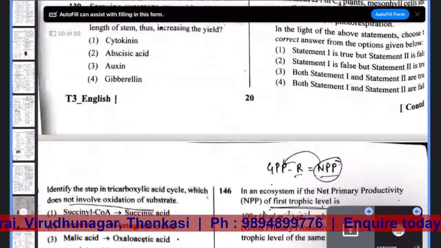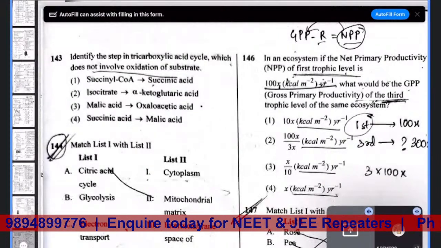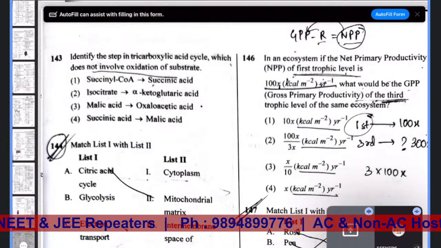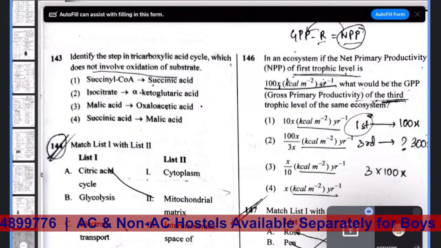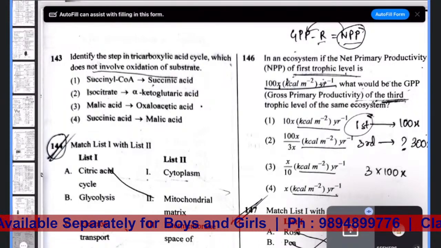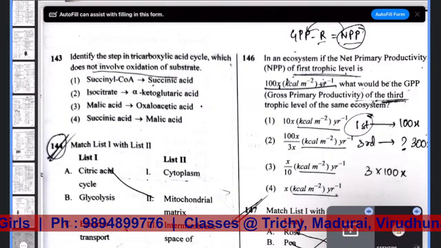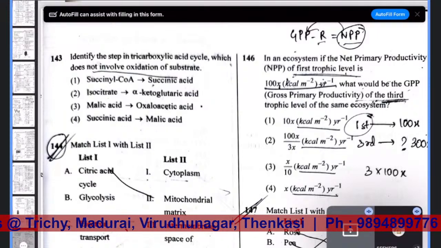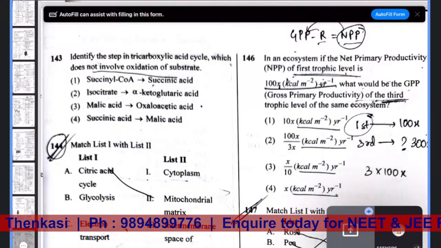Then question number 143. I think most of you would not have attempted this question. This is a little tricky. It's nothing but from your Krebs cycle, but they have confused it a little in the question. Identify the step in tricarboxylic acid cycle which does not involve oxidation of substrate. Actually, oxidation is where a dehydrogenation reaction occurs. But they are asking in which step oxidation or dehydrogenation does not occur. So in your entire Krebs cycle, oxidation occurs 4 times. I'll tell you the 4 times, then we can find the right answer.